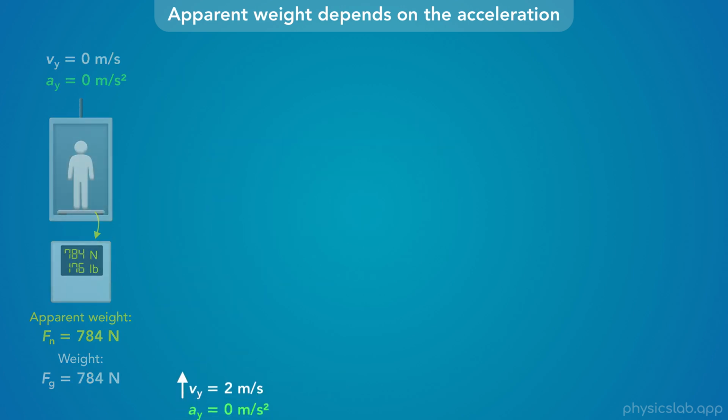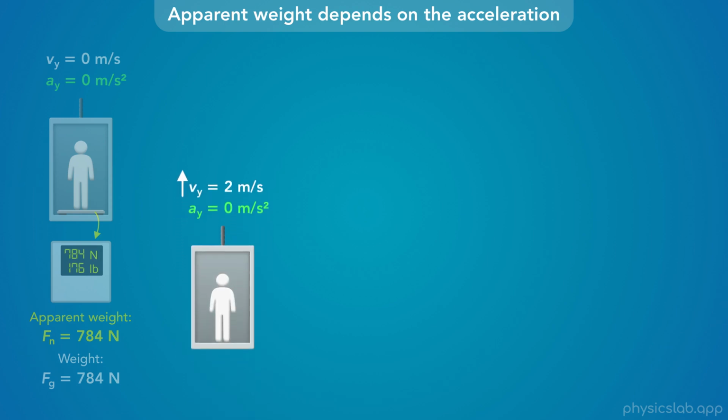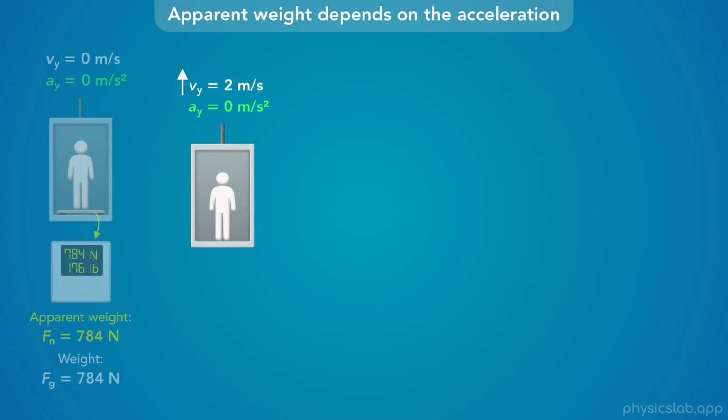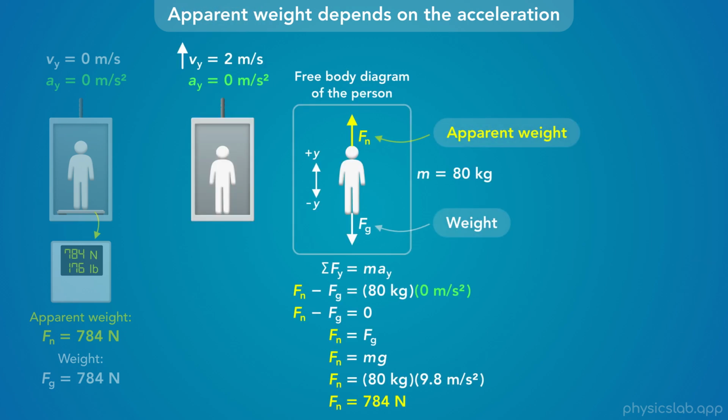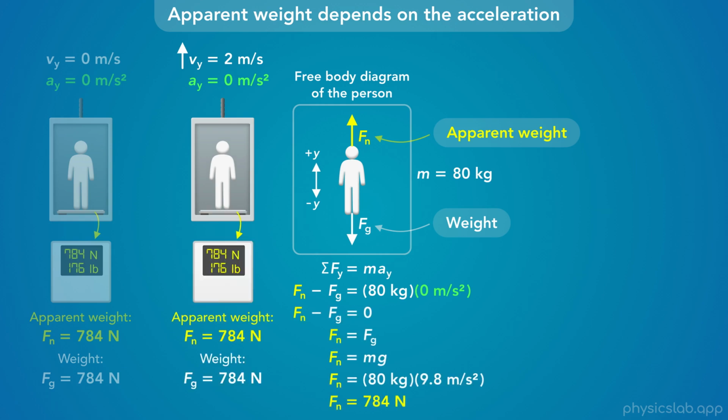In the next scenario, the elevator is moving upwards with a constant velocity of 2 meters per second. But it's not accelerating, so a is still 0. That means that the forces and the equation for Newton's second law is the same as the last scenario. Remember that forces are related to an object's acceleration, not the velocity. So it doesn't matter that this elevator is moving at a velocity of 2 meters per second. The person's apparent weight is still equal to their weight.